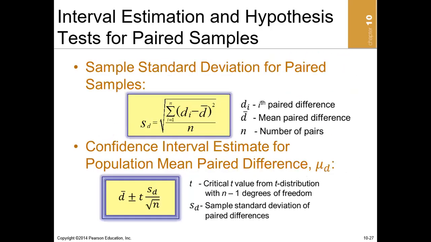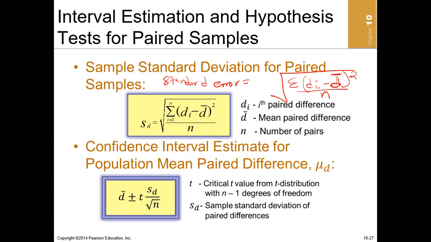Then the standard error for paired samples is, so standard error or the standard deviation, whichever way you want to call it, the square root of sigma of D minus D bar, the mean of D, sorry, squared, all over N. Okay. So this is the standard error for paired samples.